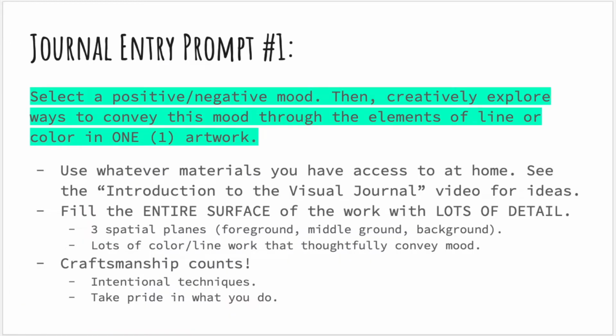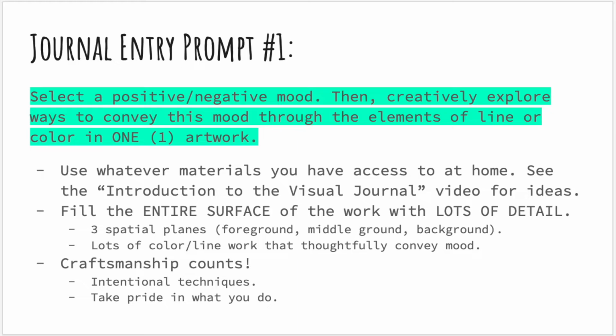Again, here is journal entry prompt 1. You will select a positive or negative mood. Then, you will creatively explore ways to convey this mood through the elements of line or color in one artwork. So to clarify, you're going to choose one mood, either positive or negative. Then, you're going to reflect on the ways that artists in the past have utilized line and color as a way to convey mood in order to successfully convey your selected mood within your own visual journaling assignment.